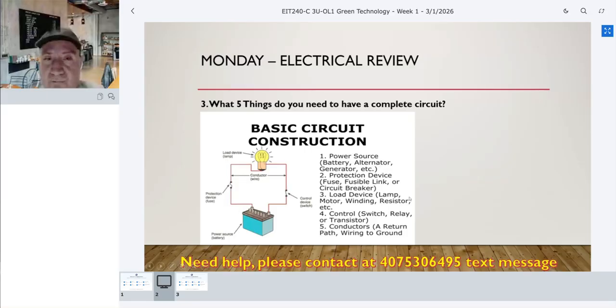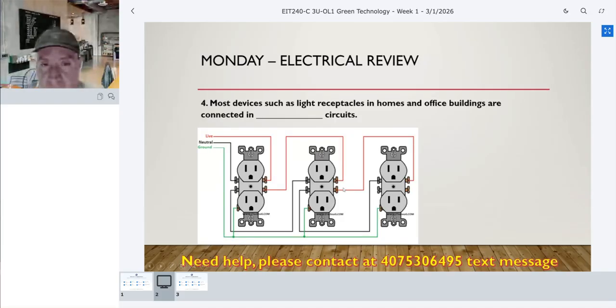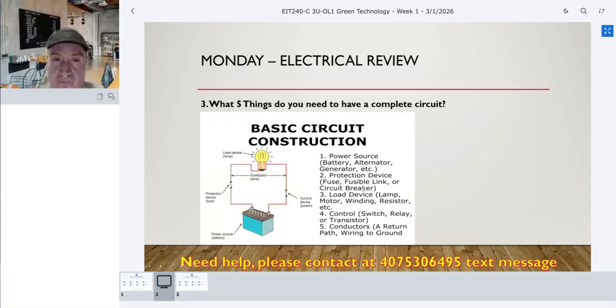Number 3, what 5 things do you need to have a complete circuit, right? When you have a complete circuit, remember, you need different components. The most basic components that you need for a good and safe system are, number one, a power source, right? In this case, my power source is a battery, so we're talking about DC, right? Also you can have an alternator, generator, etc. But in this case, we have a battery.